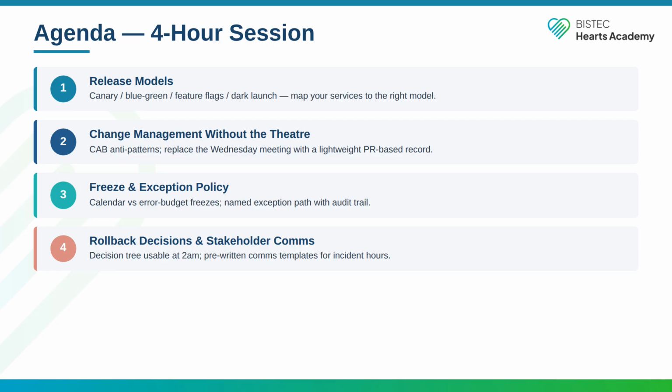Hour 4 covers the rollback decision tree and stakeholder comms. 3 questions, 6 outcomes, a data incompatibility branch that teams forget, and comms templates written in calm hours rather than drafted at 2 in the morning.